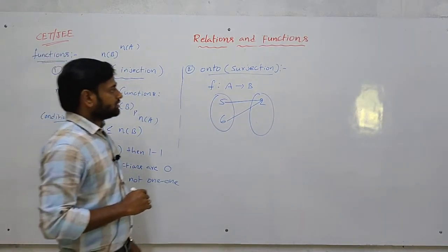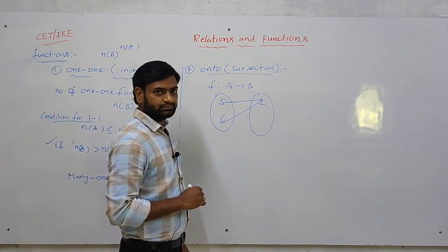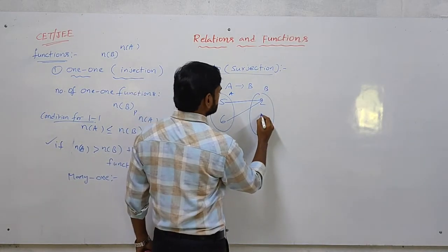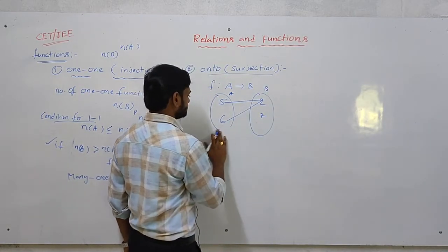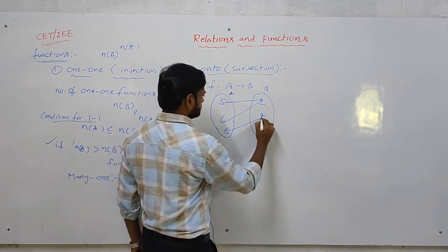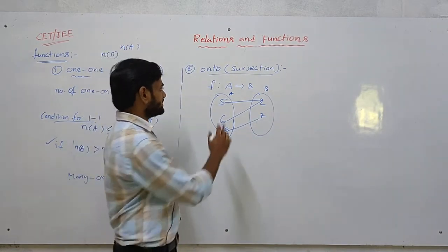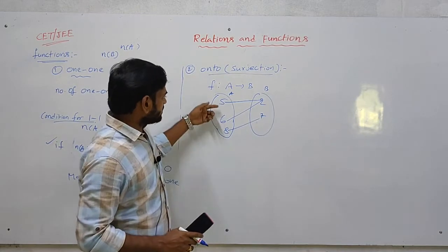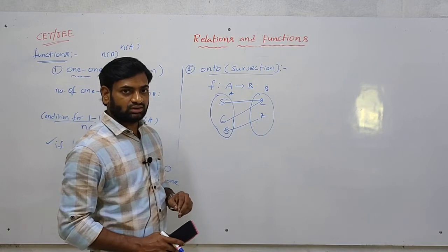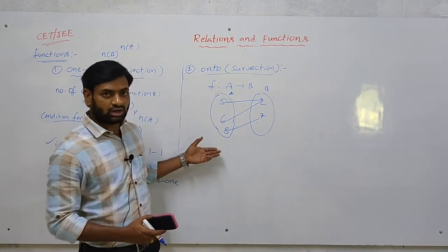See here. Is it onto? It is A, it is B, and I am taking one more element here, 7. See here, it is A, it is B. In the A, which elements do we have? 5, 6, 8. In the B, 2, 7. Is it onto or not? Yes, it is onto.